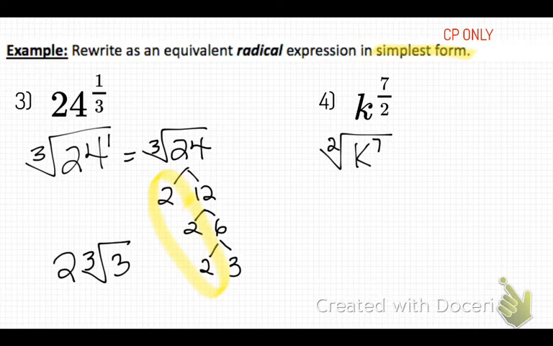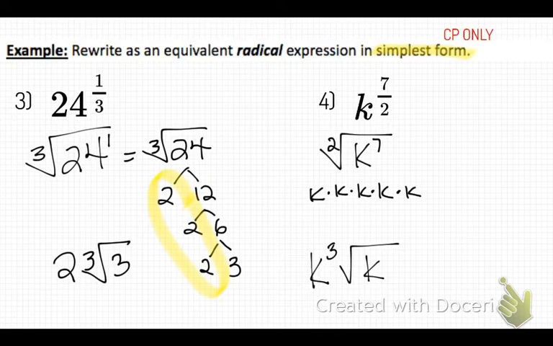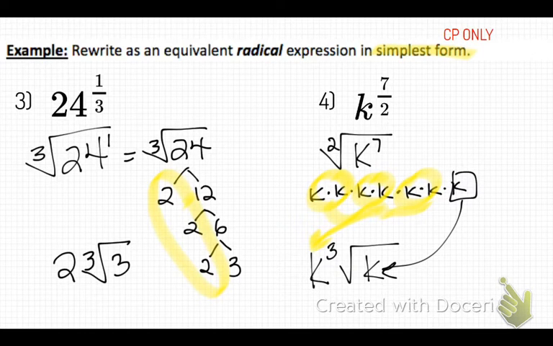How many times does 2 go into 7? 3 times. So I have 3 k's that come out. And what's the remainder? Just a k. And if you forget, because we went over this last week, I will write the expanded version. So k to the 7th is the same as... I need groups of 2. So I have 3 groups of 2 and this leftover k inside. Does that make sense? Okay.